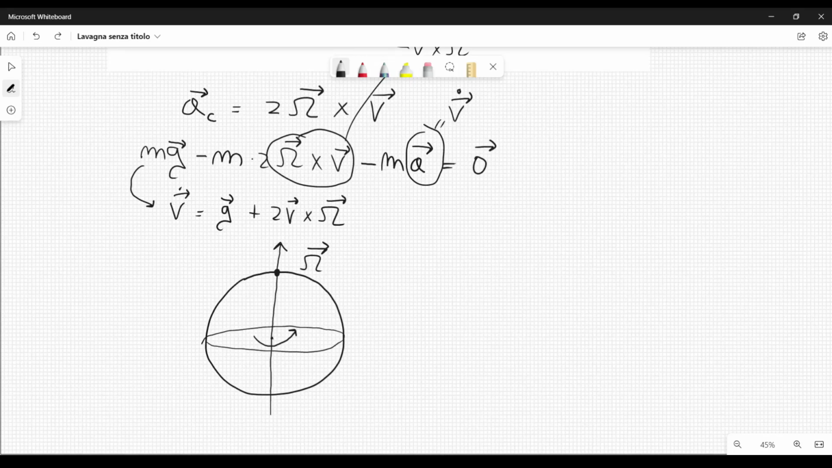Then, if we consider here the center of the Earth, we will assume that the Earth is spherical, and then at some latitude, we will have to consider the projectile. It will be located somewhere on the surface of the Earth, and the latitude is measured with respect to this horizontal line, which is perpendicular to the vertical line, of course, which corresponds to the vector omega. And this angle here, I will call it lambda. That's the latitude.